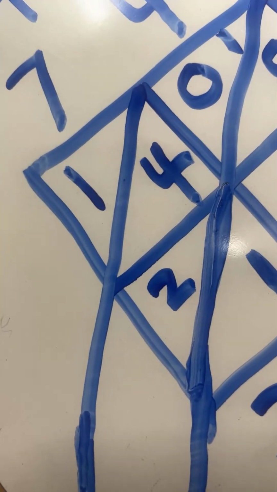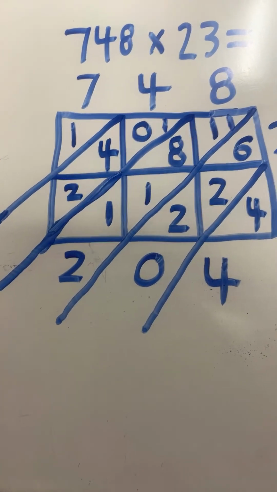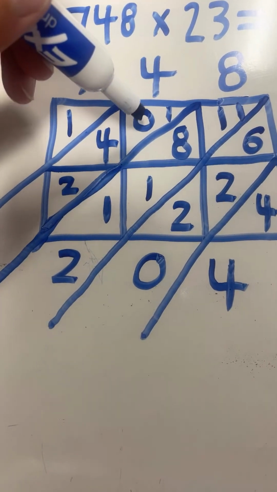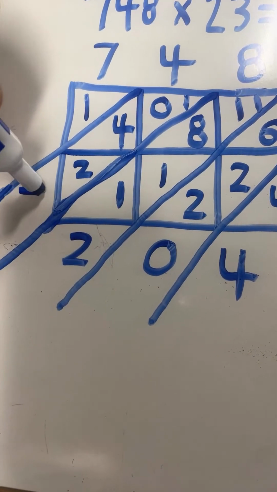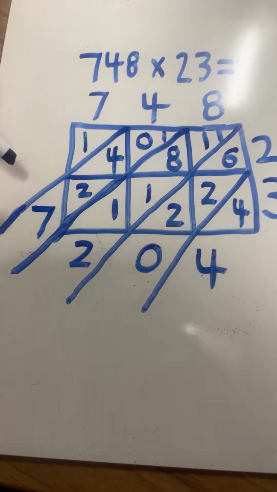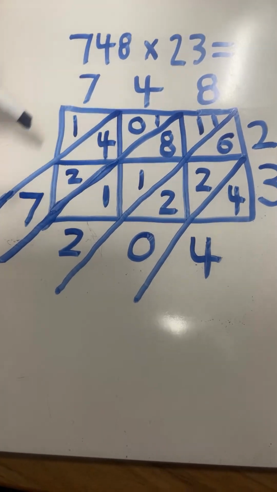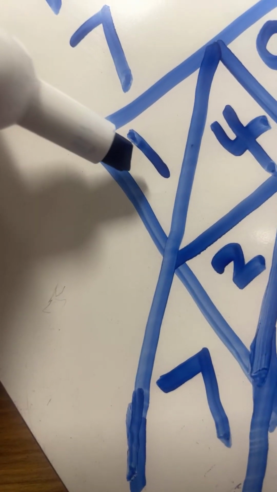Next, we have to add these 3 numbers together. One plus 0 equals 1, plus 4 equals 5, plus 2 equals 7. So we have a 7 in the thousands place. Next, looking at the number across this diagonal line, there's only one number here, and it's a 1.